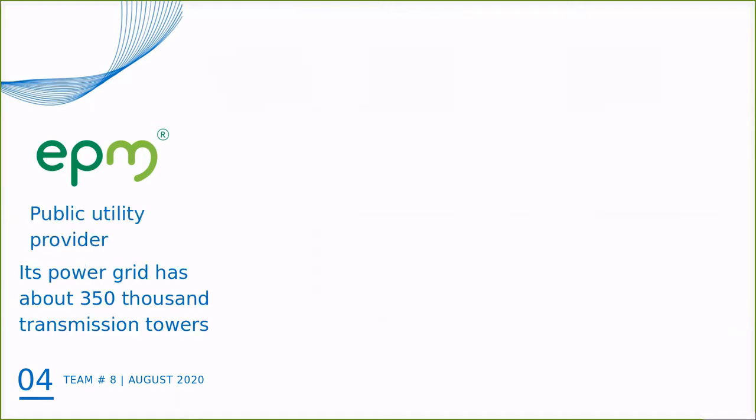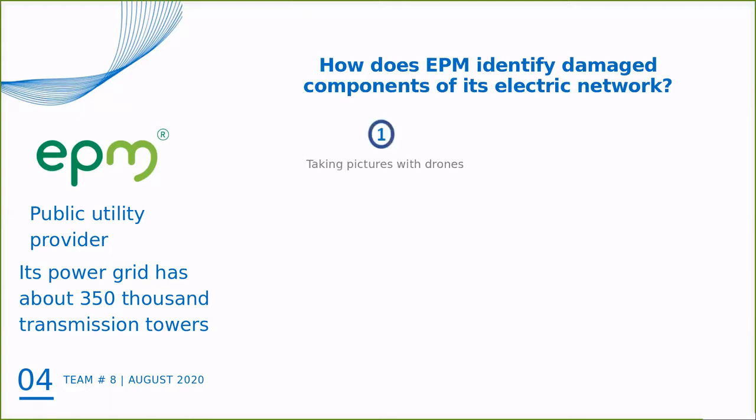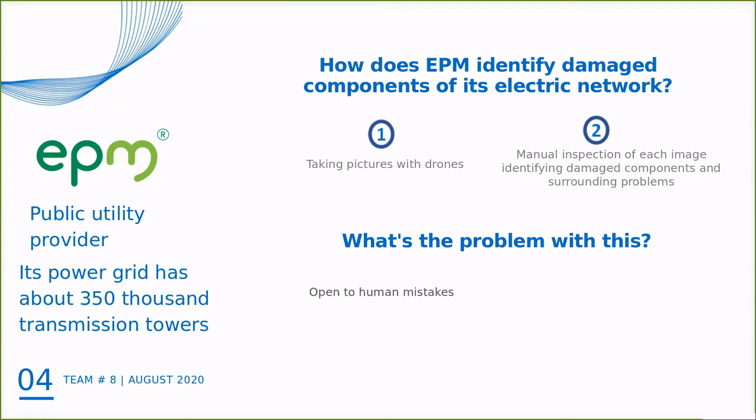Some of the biggest cities in Colombia are located in the Andes Mountains. This gives them a great beauty, but it also brings some challenges. The electric utility provider, EPM, struggled with this topography to do the maintenance of the transmission towers that often are in places hard to reach. For this reason, EPM started to take photos with drones and then manually inspect thousands of pictures to determine if a component needs to be repaired or replaced. This process is slow, boring, and open to human mistakes.